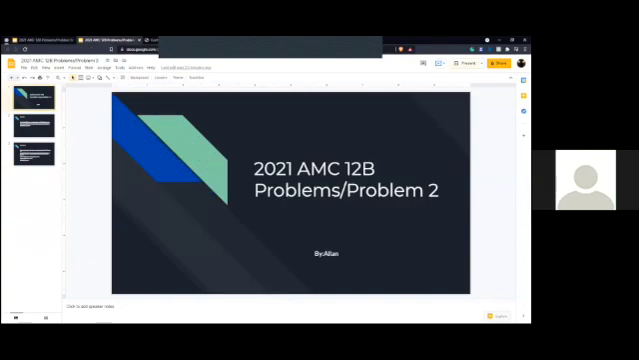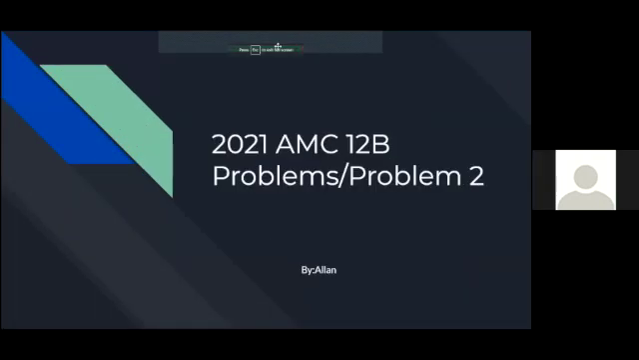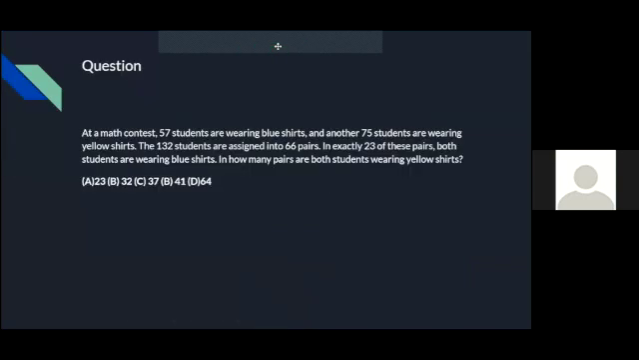And the next question is 2021 AMC 12B, problem 2. At a math contest, 57 students are wearing blue shirts and another 75 students are wearing yellow shirts. The 132 students are assigned into 66 pairs. In exactly 23 of these pairs, both students are wearing blue shirts. In how many pairs are both students wearing yellow shirts? A 23, B 32, C 37, D, and E. That was a typo.